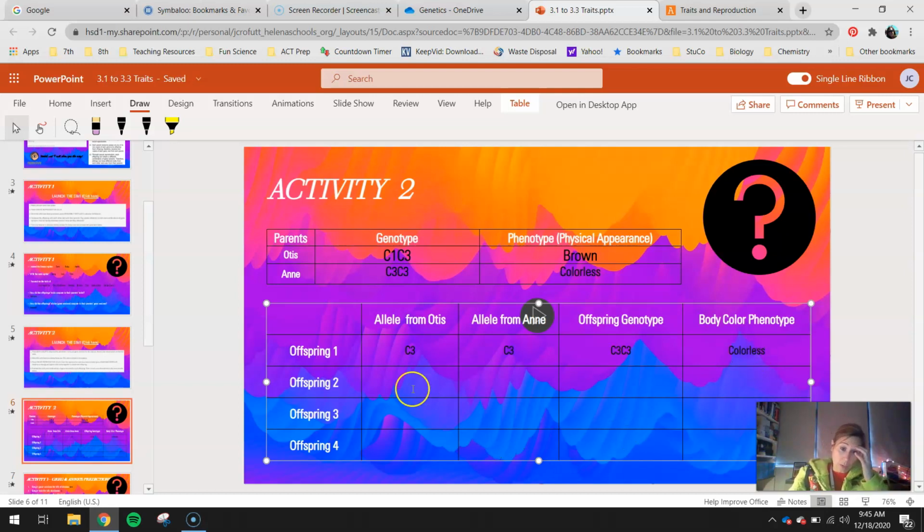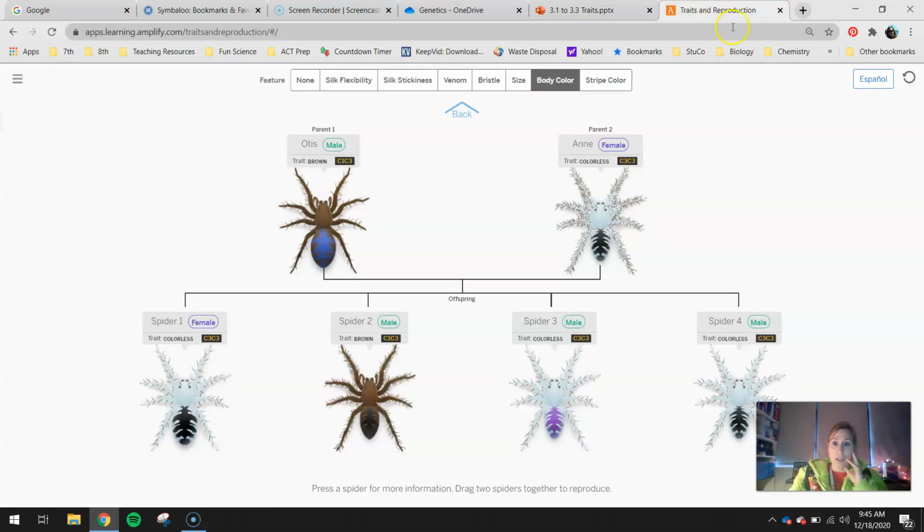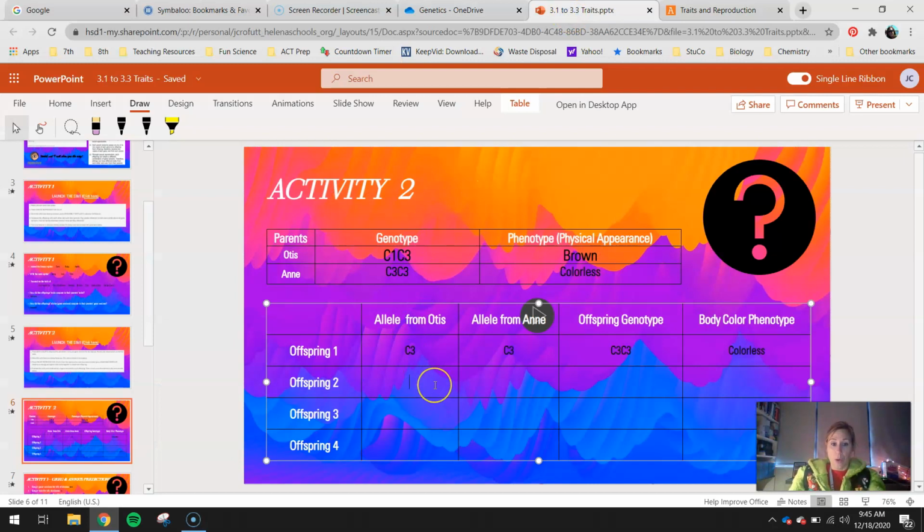Okay, I'm going to do part of this table for you guys and then I'll let you finish the rest. Yours might look different because when you randomly fertilize, you might come out with a different ratio, okay? For my next one, mom can only pass down C3. So if we're looking at this second spider, it got that C3 from mom. So what did it get from dad then? It must have gotten the C1 from dad. So from Otis, C1. From Ann, C3. And then what's that spider's genotype? C1C3, and it is brown.